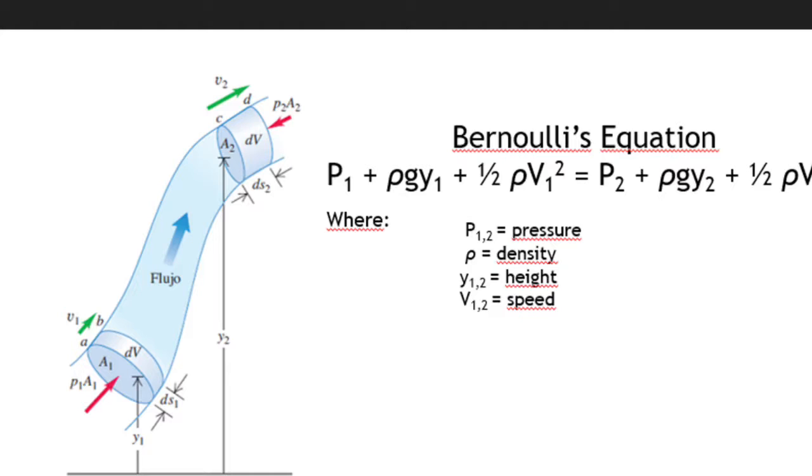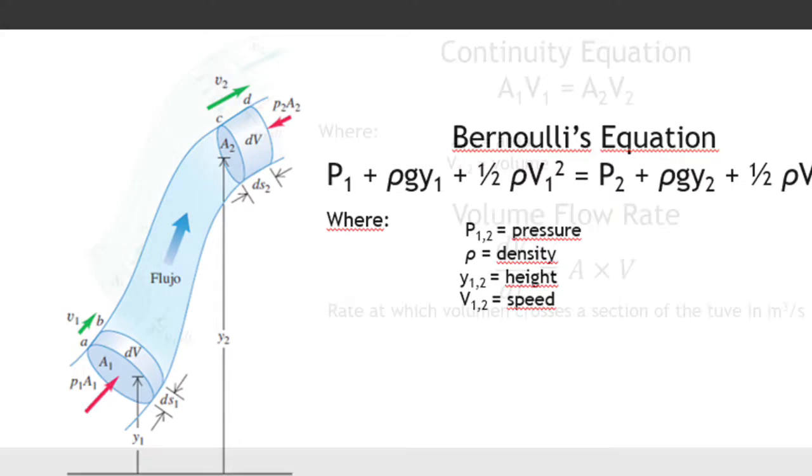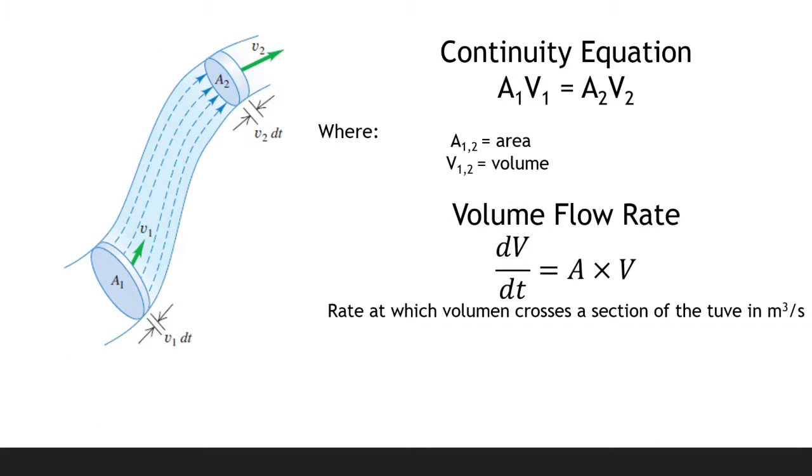P1 and P2 are the pressure, the Greek letter ρ is the fluid density, Y1 and Y2 are the heights, and V1 and V2 are the speeds. Bernoulli's equation is complemented by the continuity equation, which expresses a quantitative relationship as the mass in the fluid doesn't change as it flows. In this case, A expresses area and V expresses speed. As in Bernoulli's equation, if the fluid is incompressible, the product of A and V is constant, and it has the same value at every point throughout the tube where the fluid moves.